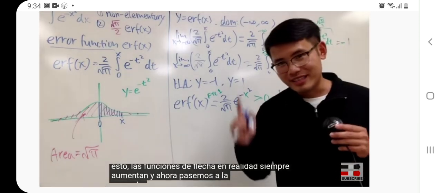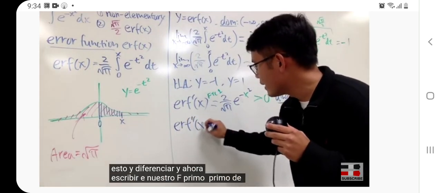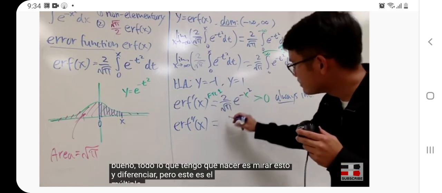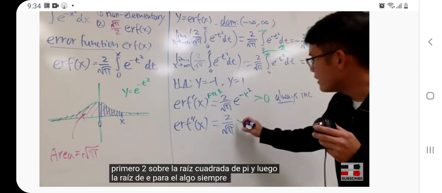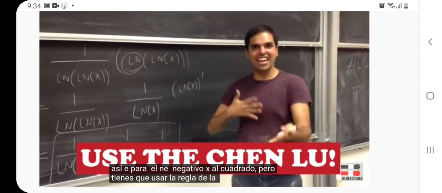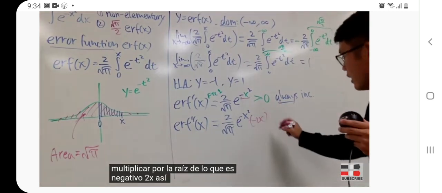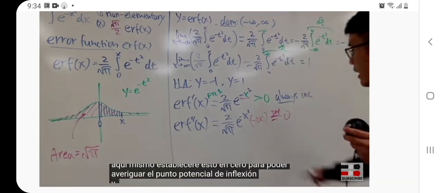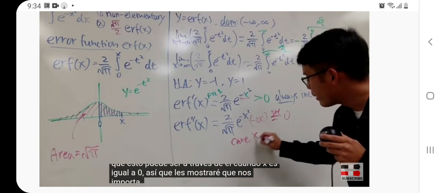And now let's move on to the second derivative. So I will look at this and differentiate, and I'll write down erf double prime of x like this. All I have to do is differentiate, but this is a constant multiple. I can write it down first, 2 over square root of pi, and then the derivative of e to the something is always that, so e to the negative x squared, but you have to use the chain rule. So I have to multiply by the derivative of that, which is negative 2x like this, and right here, I will set this to be 0 so I can find the potential point of inflection. The only way that this can be 0 is when x is equal to 0. So we care about when x is equal to 0.